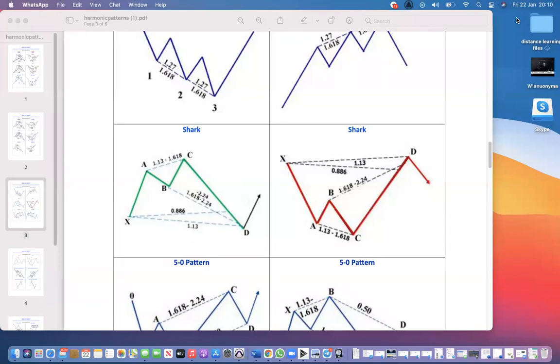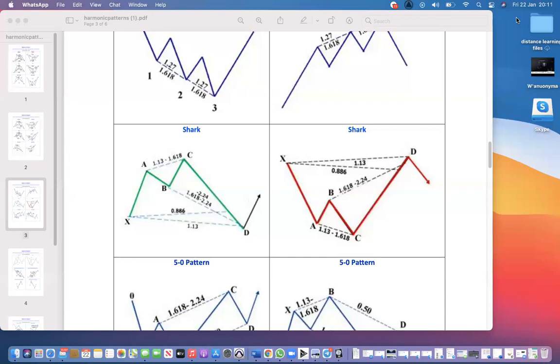Okay, so I will be starting off today with the shark pattern. The shark pattern is generally like the cipher pattern. The only difference with the shark pattern is that the entry point, which is the D entry point, is very, very wide. It's not a point, but then it is a zone.